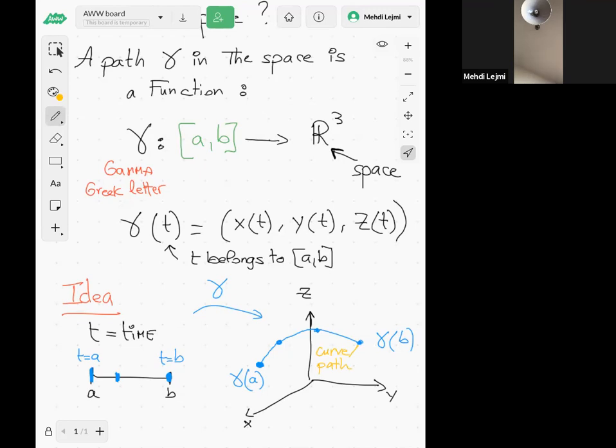The idea here is that because you have just one variable, the variable t, you obtain a one-dimensional space. In general, when I say curve or path, I mean one-dimensional space. It means there's only one variable, which is t.